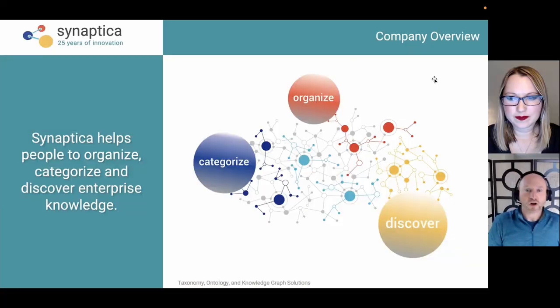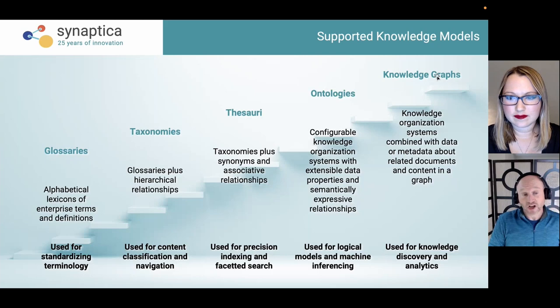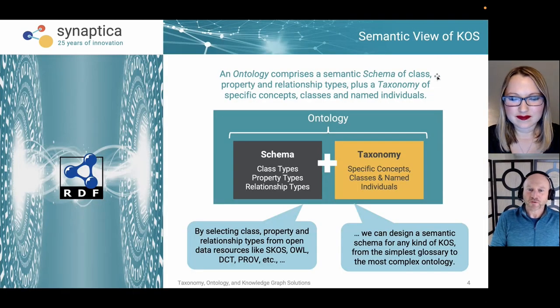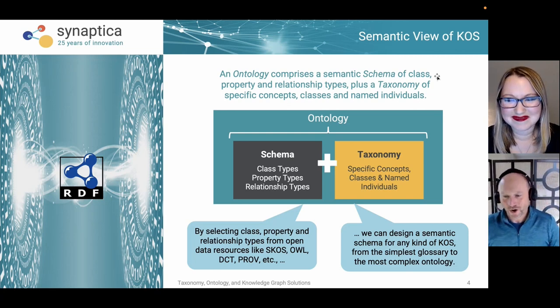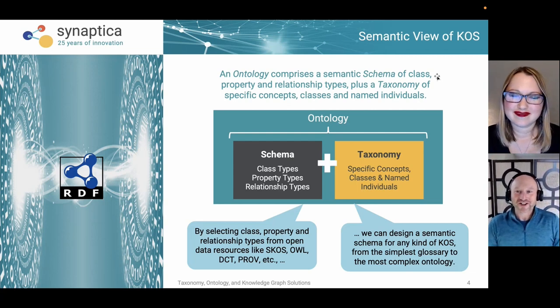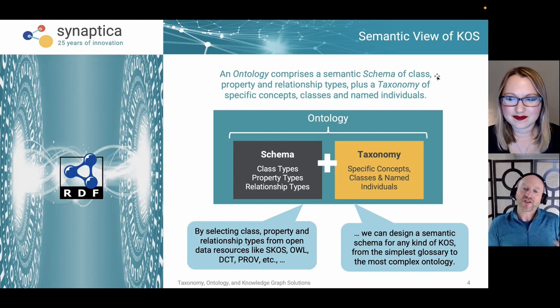In a nutshell, we hopefully help people to organize, categorize, and discover their enterprise knowledge. We support many different kinds of knowledge models. And then we talk about knowledge organization systems, which ironically, the acronym is chaos, which is the opposite of chaos, I hope. So in ontology, we talk about the schema and defining class types and properties, relationships. We talk about taxonomies as the specific concepts, classes and named individuals. And you'll see in Graphite that it's fairly seamless in the way that we approach this problem.